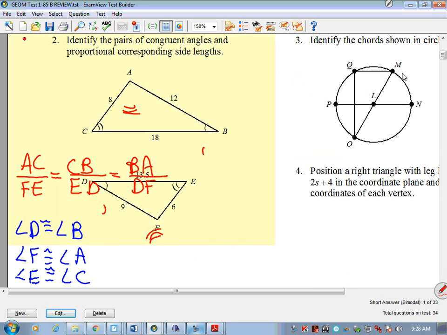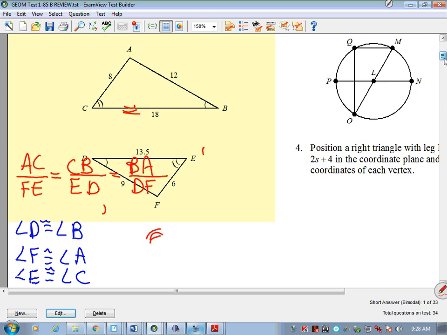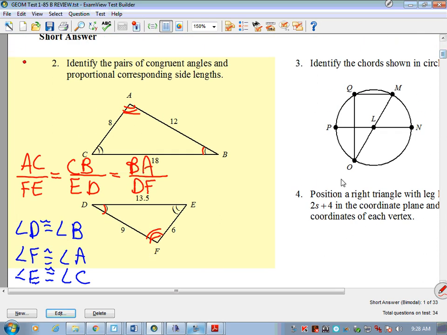It's a little tricky to scroll there and get it matched up again. All right, so if we were writing out the proportion here, let's see. If we did BA.